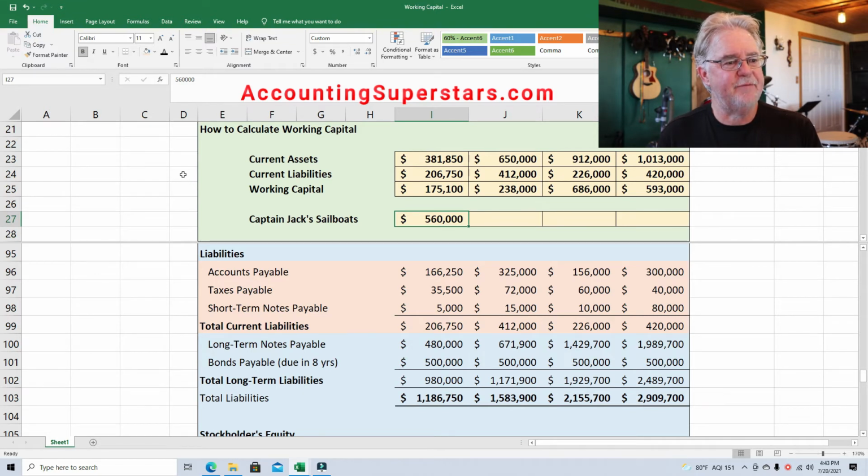All right, so 560,000 in year one. Wow, that seems pretty darn good. That's what the Sunset Sailboat Company is ending up with, more or less. Well, in the next year, 495, so there's a drop.